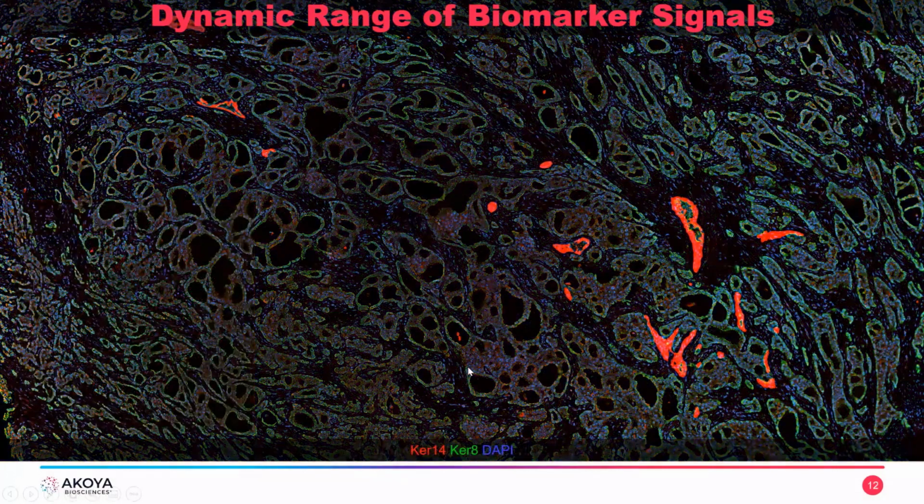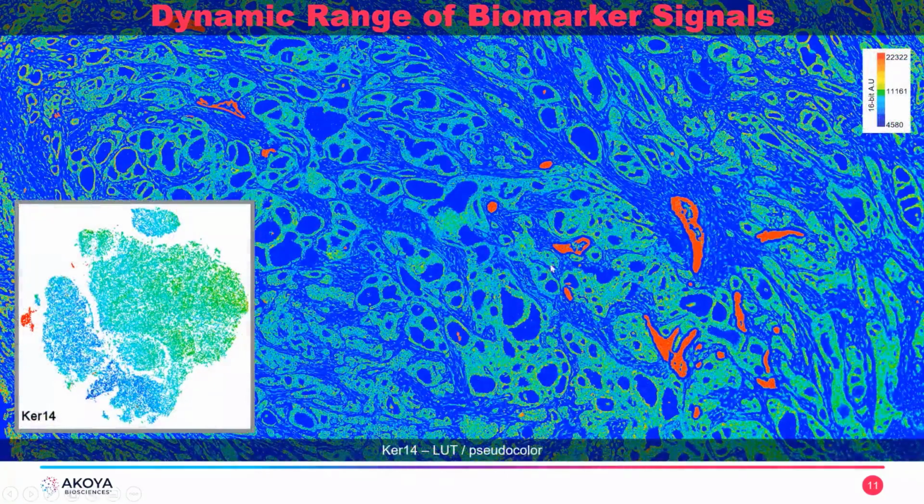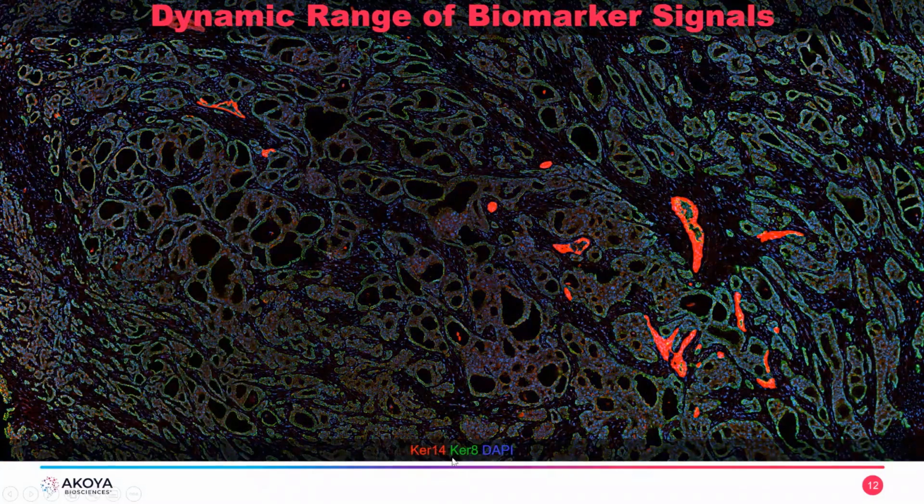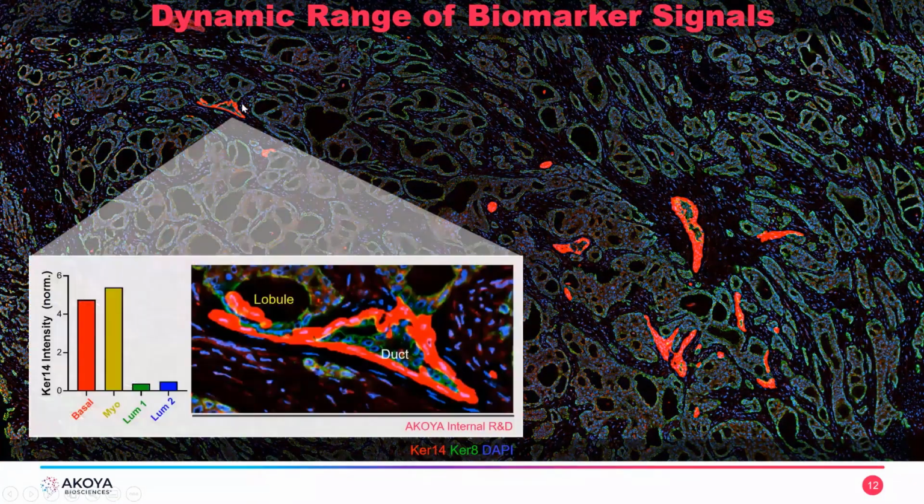Now, it's really, really important that this is actually reliable. So I would like to say a word about the dynamic range of the biomarker signals in a CODEX experiment. And what I'm showing you here is keratin 14, which is the same marker that we had just looked at. This is a pseudo-color map, but now we're showing it in red. And we're also showing keratin 8 in DAPI. So what I'm doing here is I'm taking a close-up view of this duct. You can see a very strongly red line around here, which is your keratin 14.